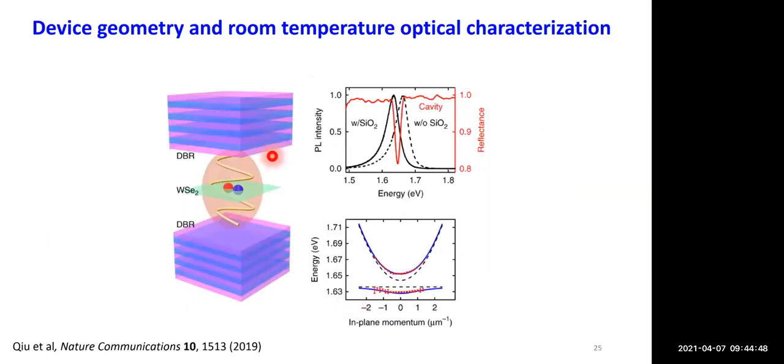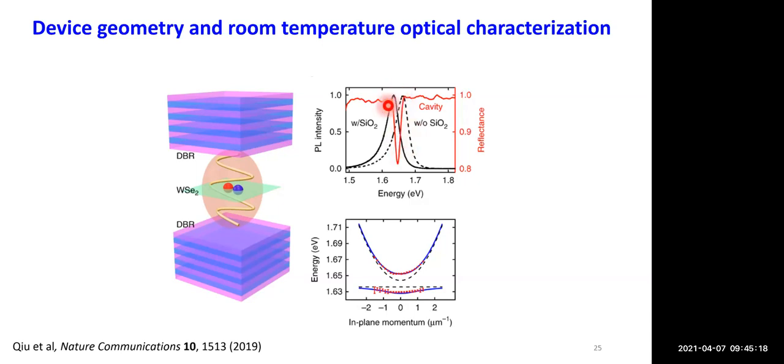So this is our device. It's pretty much the same as the previous device that I showed, only here we use tungsten diselenide. And the exciton peak over here, which is your black curve, red shifts slightly after the silicon dioxide deposition. And that is likely because of some strain-induced mechanism in the material. What this does is cause a 10 meV cavity exciton detuning.